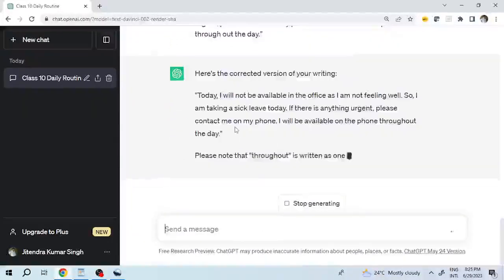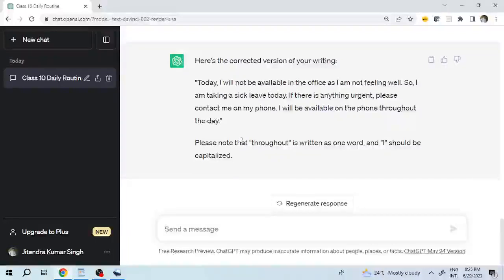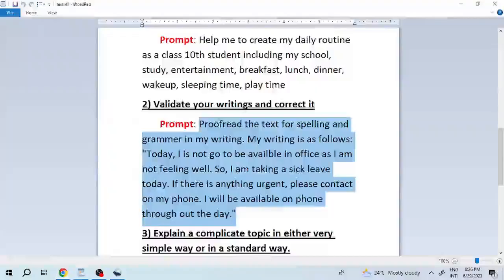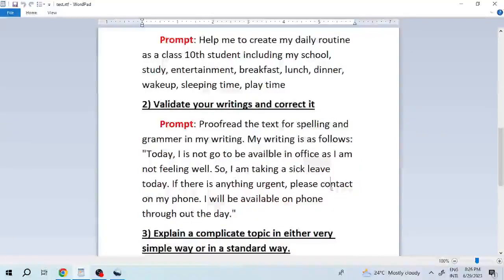So see, it has started finding the issues, and it has corrected it, and the correct version is this one: today I will not be available in office, I am not feeling well. So here it has given one message that please note that throughout is written in one word and I should be capitalized. So it has corrected my paragraph. So that's how we can correct our paragraph or application before sending it to any other person. So that's how it can improve our writings.